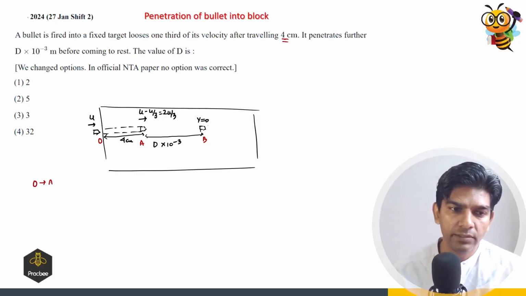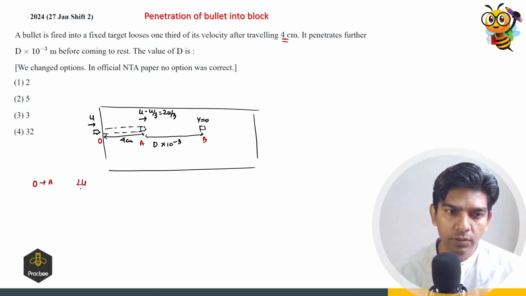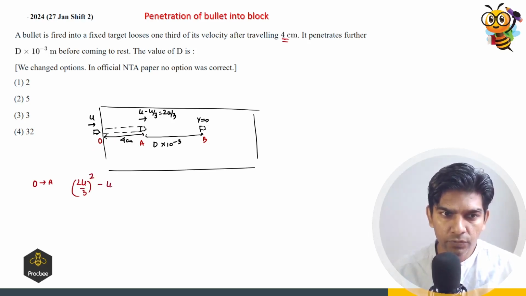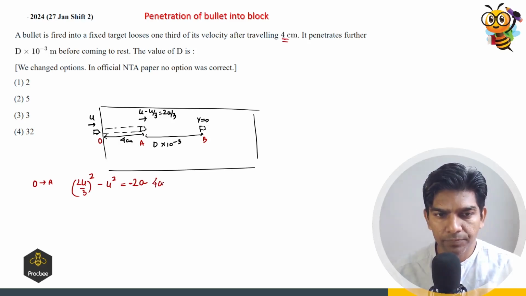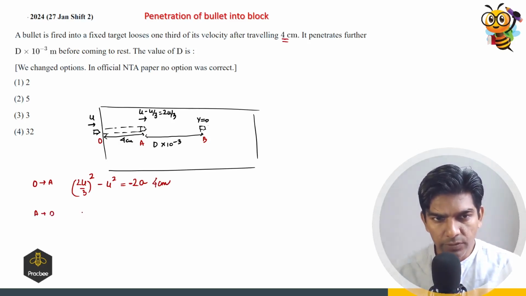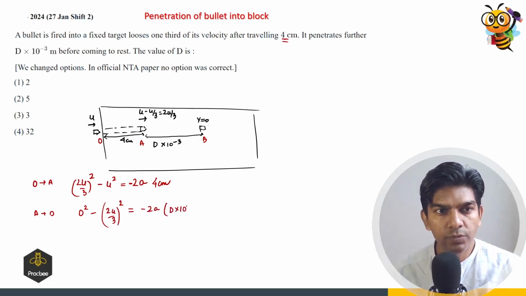So from O to A, I can say (2u by 3) square minus u square is equal to 2a with a negative sign times s, and s in this case will be 4 centimeter. Now we can apply the same equation from A to B. So that will be final velocity 0 minus initial, that will be (2u by 3) square, and this will be equal to minus 2a times d into 10 raised to power minus 3. So this is in meters, so let me convert this 4 centimeter into meters.